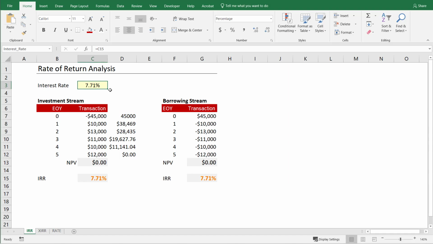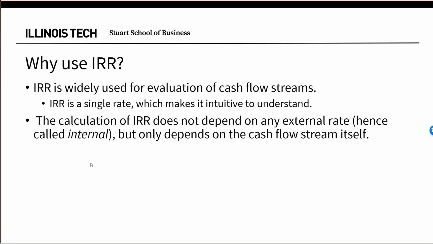So that's what's underlying our decisions to say that a project is viable versus saying that it's not viable. And so IRR is used widely by different organizations.